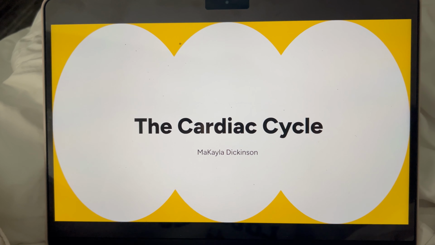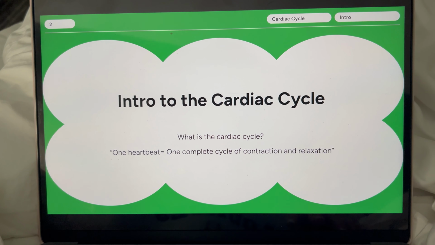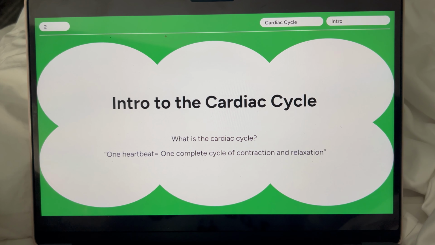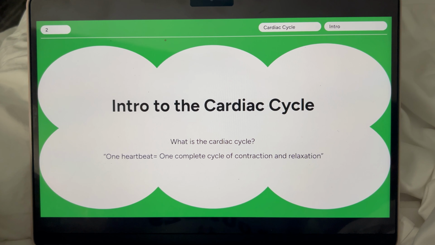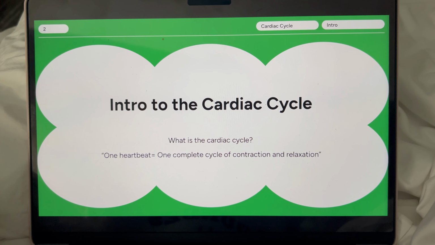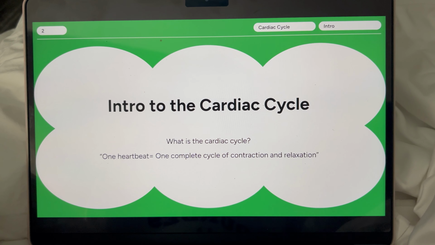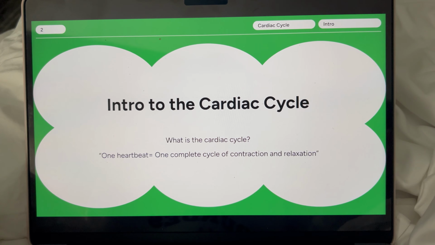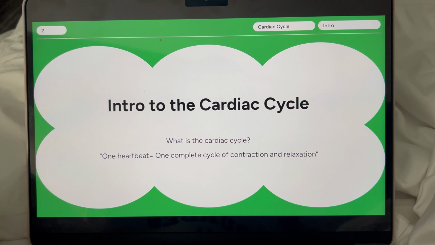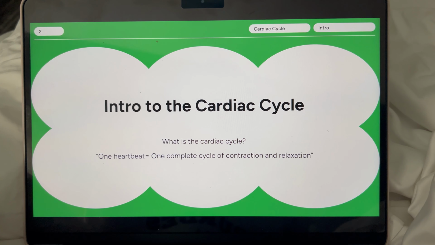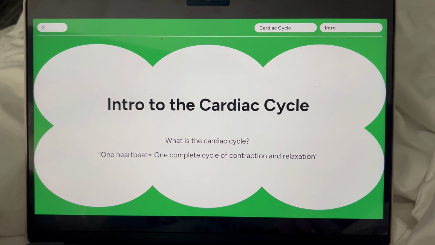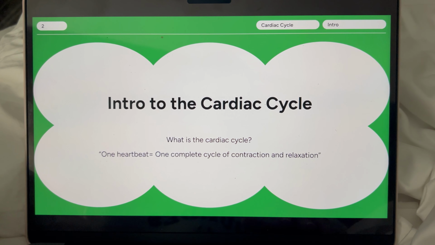Today we're going to be talking about the cardiac cycle. To start, many ask what it is. Not many know what it is, but some may say that it's one heartbeat, which is then equal to one complete cycle of the cardiac cycle, which is full of contractions and relaxations of the heart in the process of pumping our blood and removing our blood from the heart.